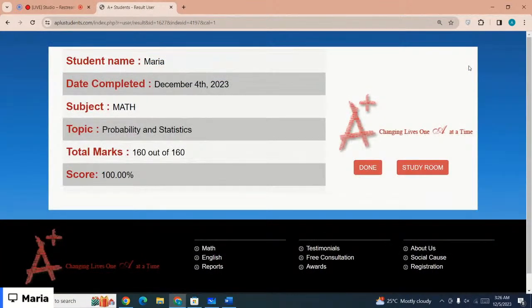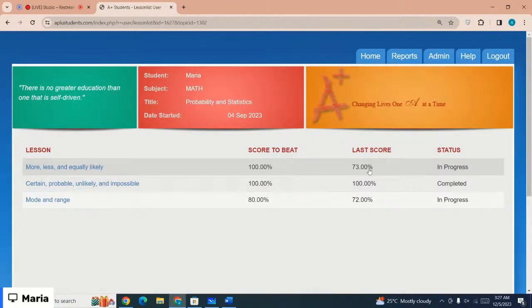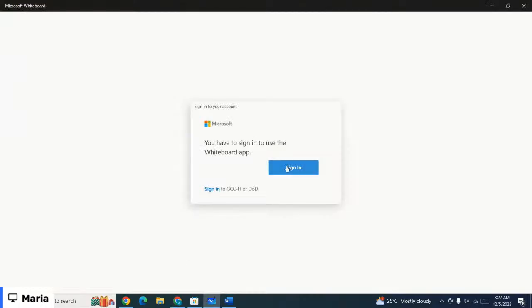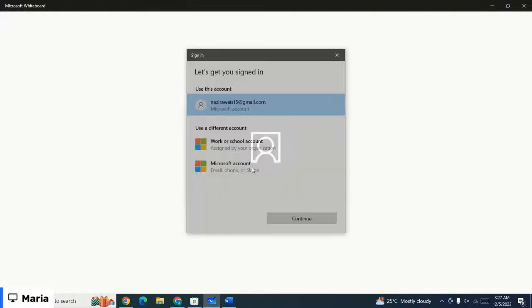Okay, we are done with the lesson. Let's move on to the next lesson. The next lesson is mode and range, right? Okay, hold on just one minute.